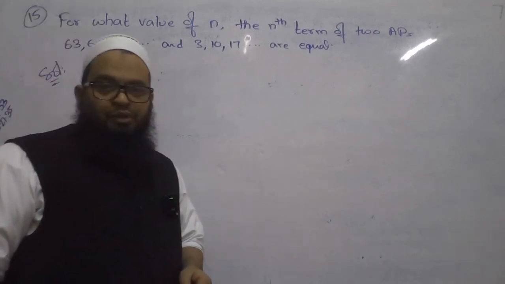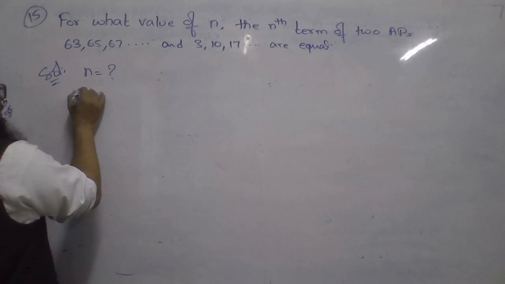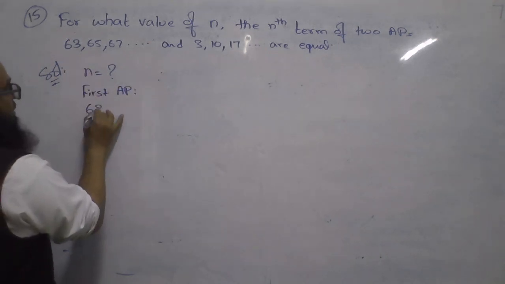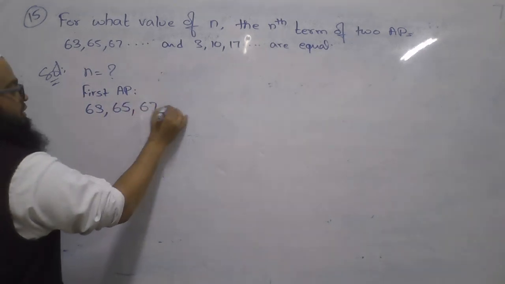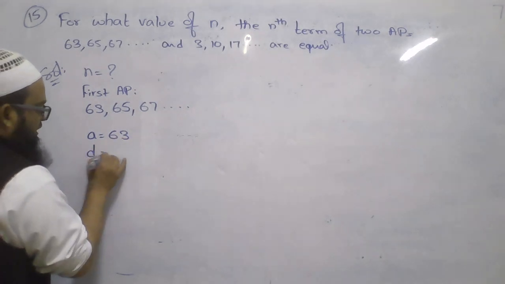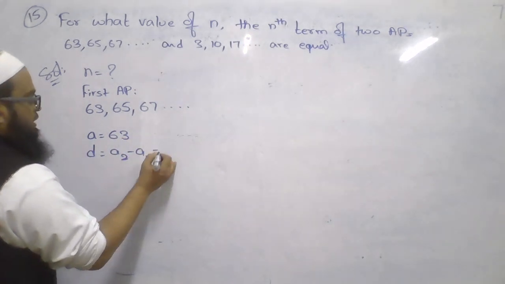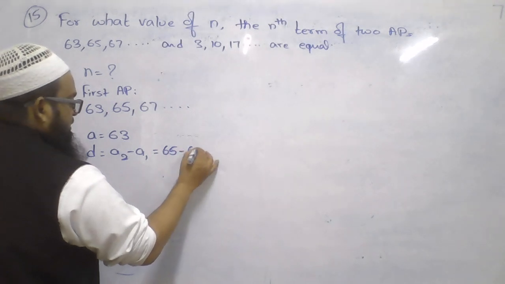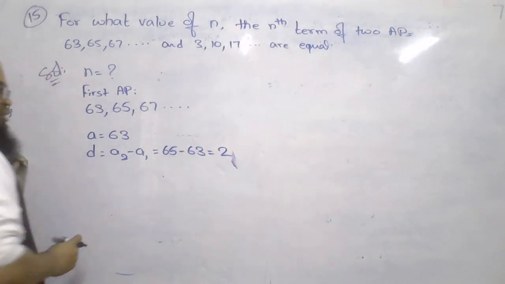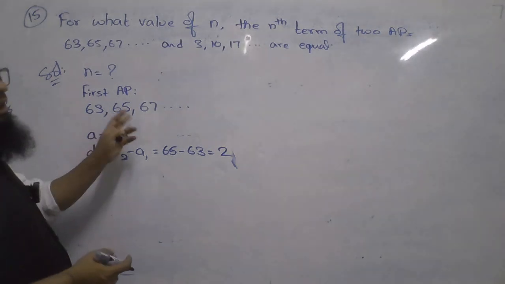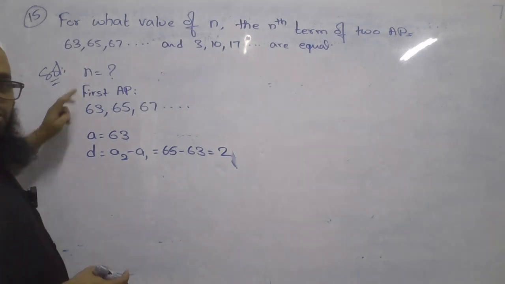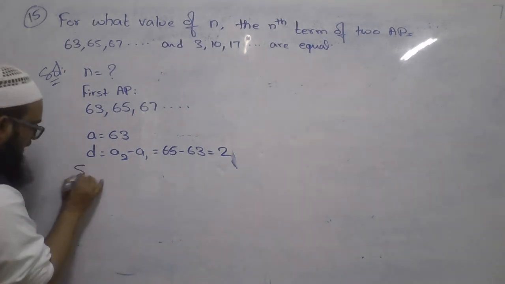Now what is given? First AP. So the first AP is 63, 65, 67, and so on. What is the first term? A is equal to 63. And what is the common difference? A2 minus A1 is equal to 65 minus 63, which is equal to 2. So you got A equal to 63 and d equal to 2. You have to find n. How will you find it? They are saying that the nth term of the first AP is equal to the nth term of the second AP. So let us write the second AP.